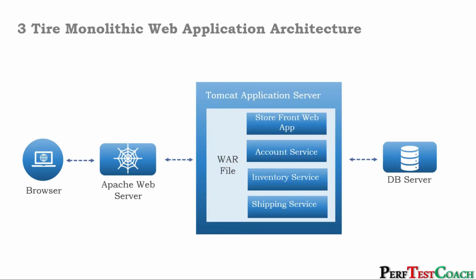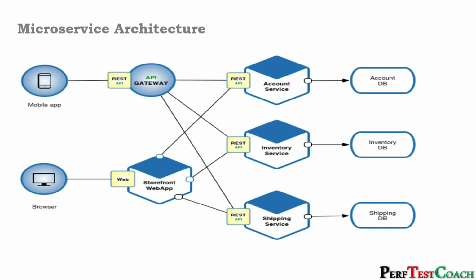So, if we need to re-architect this monolithic application and convert it into microservice based architecture, this is how it will look. The storefront web app module, the account service module, inventory service module, and shipping service module all are developed and deployed separately as individual applications, also called microservices. All these microservices also have their own databases. The name says microservice because they have limited features in them and serve a specific business purpose.